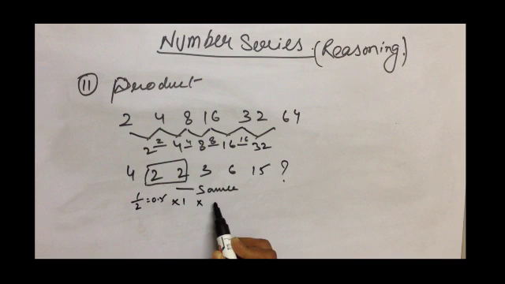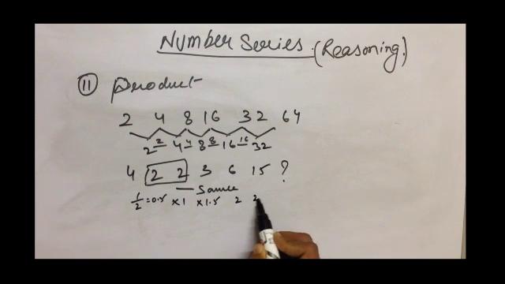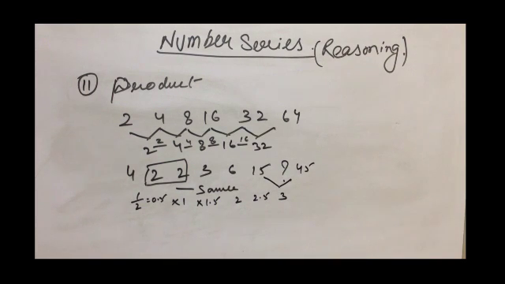2 and 2, it means I have to multiply 2 by 1. 2 into 1 is 2. 2 and 3, I have to multiply by 1.5. Then I have to multiply by 2. Then I have to multiply by 2.5. It means further I have to multiply by 3. So it should be 45. The answer to this question is said to be 45.